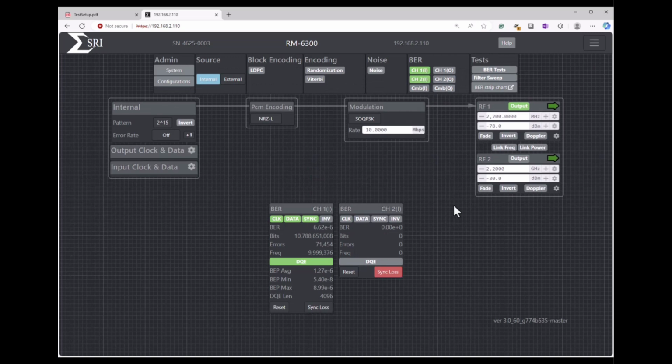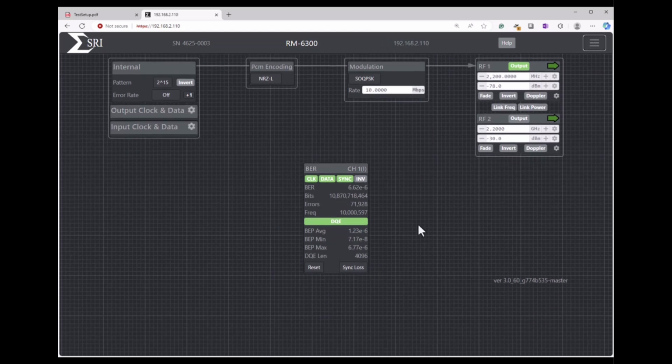Let's look at one where it's not enabled. We see that it's grayed out there if it's not enabled. Since it is enabled, we now see additional information on the bit error probability for the maximum and minimum bit error probability for the sampling period of 1 second. And then we see the average BEP, average data quality metric, converted to BEP for that period.